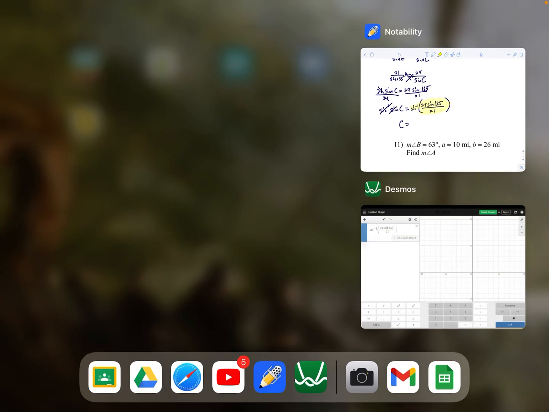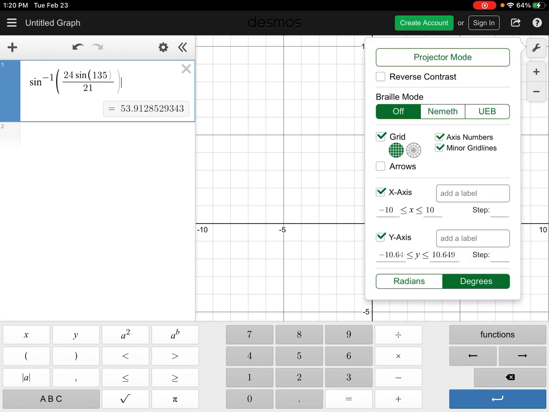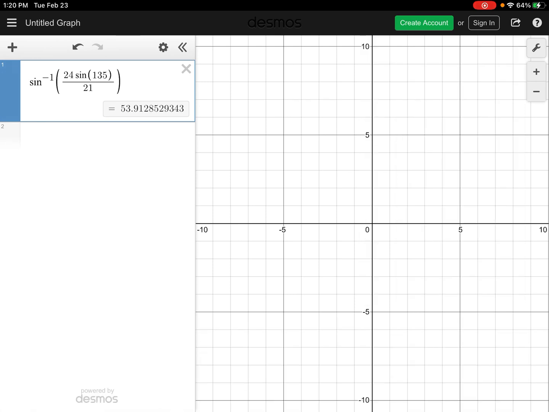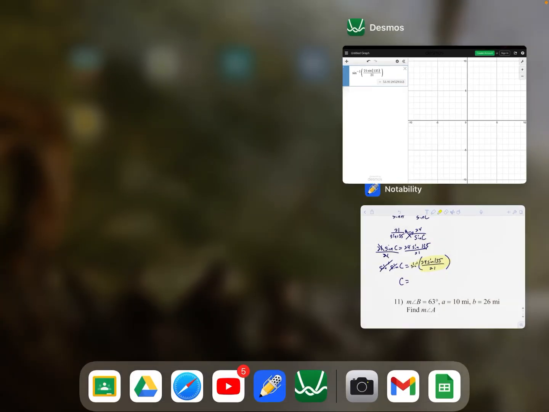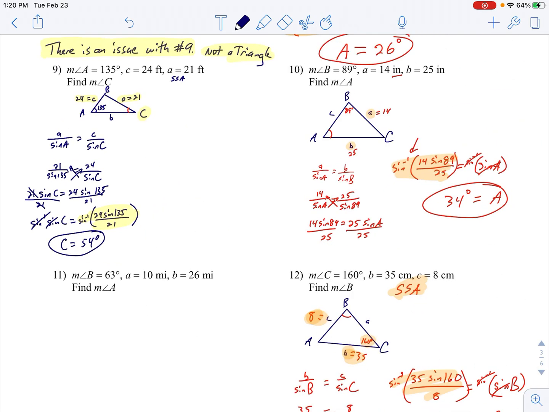I think I already have that done. Yes, it's right here. So I typed in sine inverse 24 sine 135 over 21. Please note that I am in degree mode. If you're in radian mode, you get a different answer, so make sure you're in degree mode. And you get 53.9, and we're rounding off to the nearest whole number, so we get 54 degrees. And if that all worked out, the question is, why is this considered not a triangle?